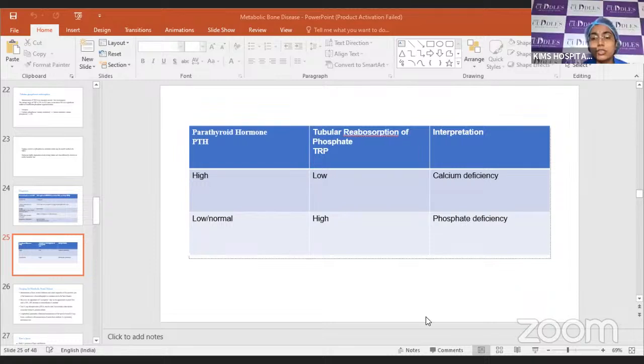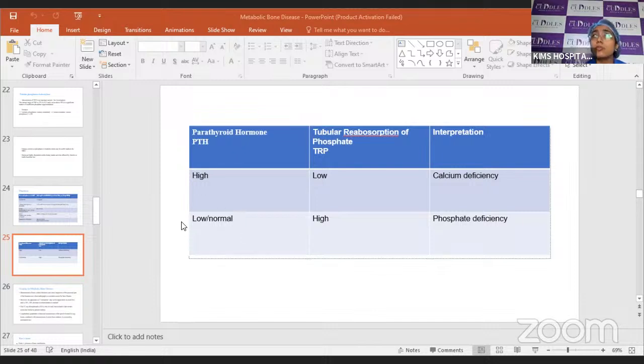So, here we will see the relationship between the parathyroid hormone and tubular reabsorption of phosphate. We can interpret whether it is due to calcium or phosphate deficiency. It will help us to treat the baby. If parathyroid hormone is high and tubular reabsorption of phosphate is low, parathyroid hormone is high but phosphate is normal, so it's a calcium deficiency. So we should supplement the baby with calcium, and if it's not responding, we should check the vitamin D levels, and we can add vitamin D also, in mega doses.